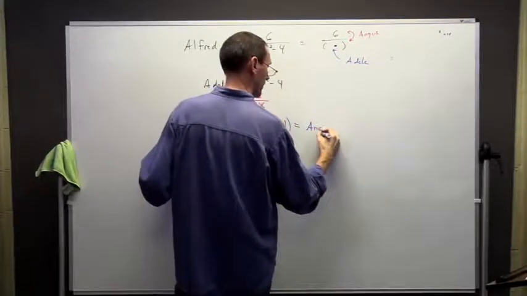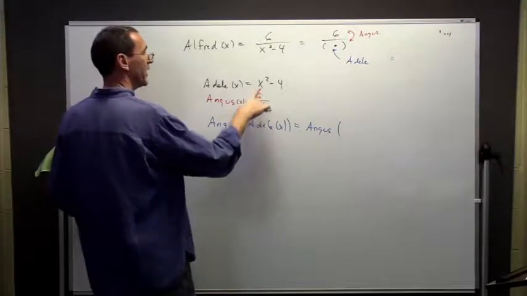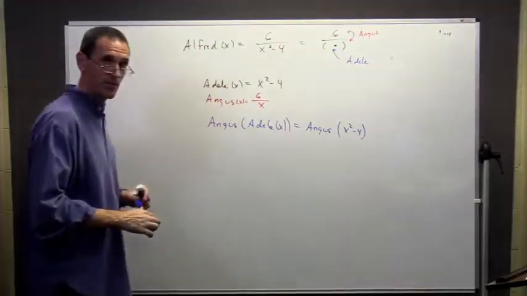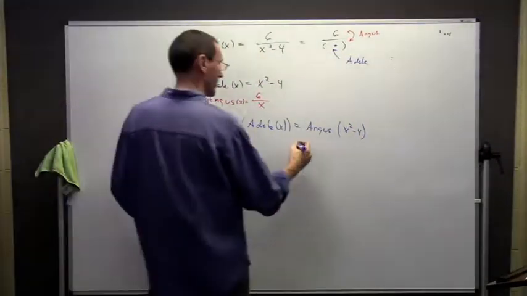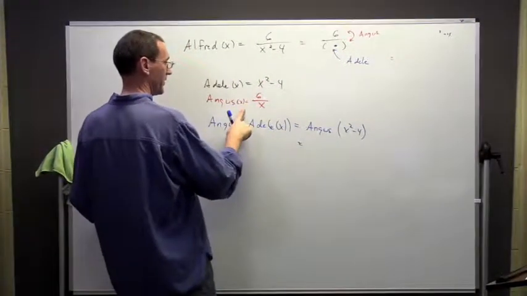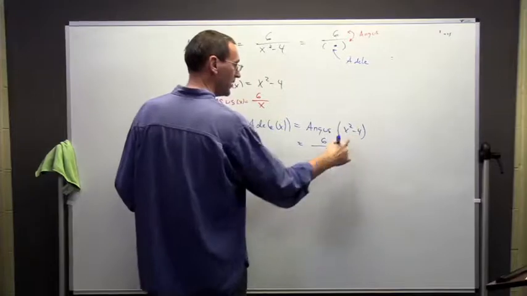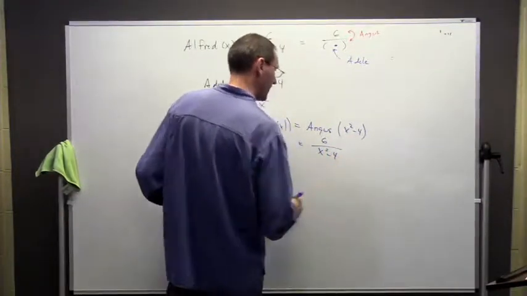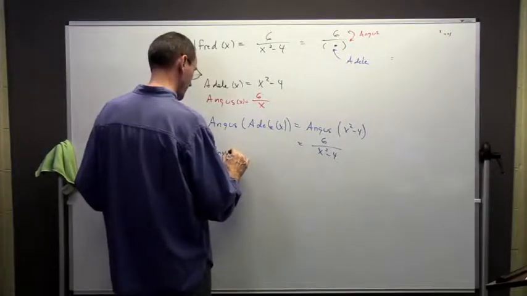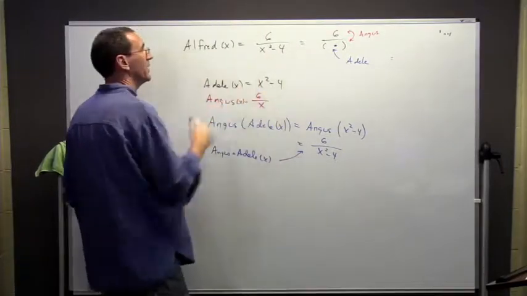Angus is last. We're going to have to wait to see what he does. What does Adele do? Adele says you give me a number and I replace it with x squared minus 4. That's your output. Okay? What does Angus say? Angus says you give me a number and I take 6 divided by that number. So I'm going to take 6 divided by whatever you give me, and I get that. And notice this composition of Angus and Adele gives me this new function.